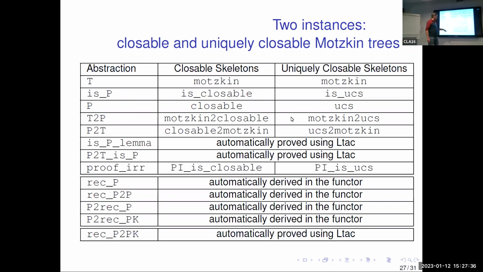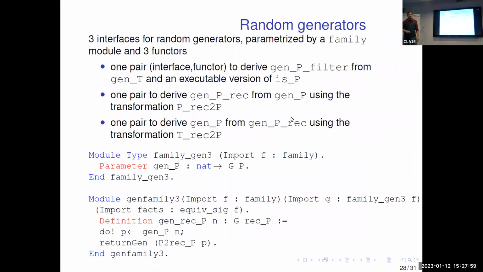So when you know the implementation, you can do it automatically using Ltac, but you can't do it in a generic way because the proof actually depends on the structure of P. Whereas the other proofs, which are automatically derived in the functor, are completely generic and only rely on these properties here, and they can be derived automatically in any case.